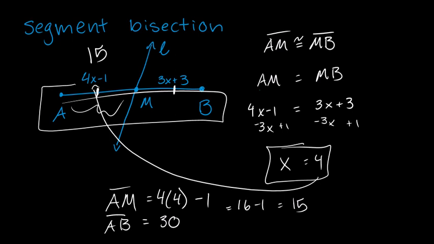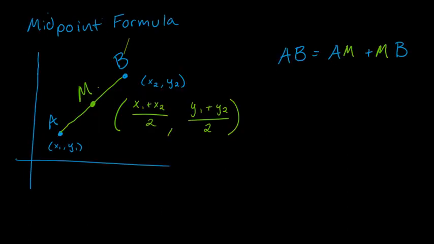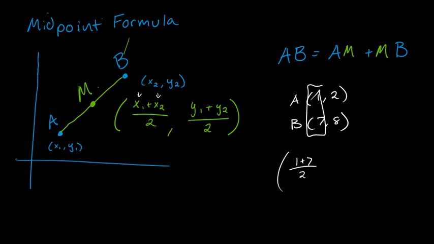Alright, let's move on to the midpoint formula. With the midpoint formula, we are going to be given 2 points and those coordinate pairs. So if I give you that A is 1, 2 and B is 7, 8, and I tell you that those are the endpoints, we are able to take our x values and add those together. So 1 plus 7, that represents x1 and x2, and then we'll divide that by 2 and get 8 divided by 2, which is 4.